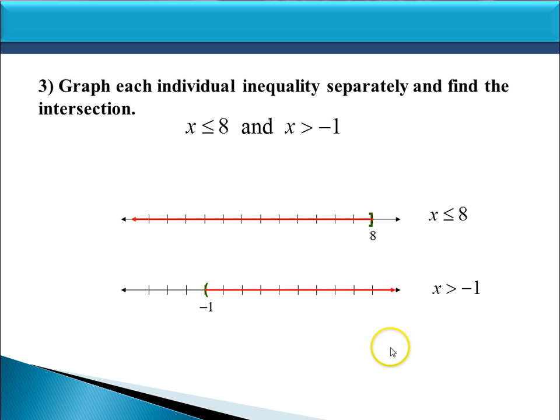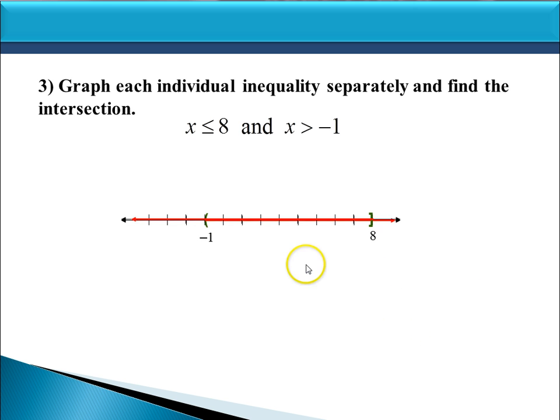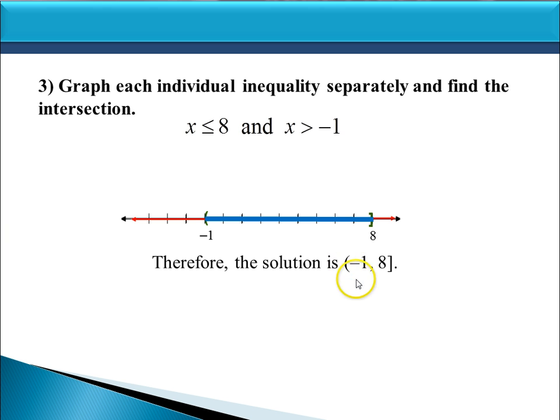Now if we pick up the bottom graph and lay it on top of the top one, we will be able to see the overlap. This is something you can just do mentally in your head and look at where these two graphs are overlapping. Notice they're overlapping from -1 but not including -1, because -1 is not in both of these sets, it's only in one of them. And then it goes all the way up to 8, and it also includes the number 8 because 8 is in both of these solution sets. So interval notation would be parenthesis, -1, comma, 8, and then a square bracket after the number 8.